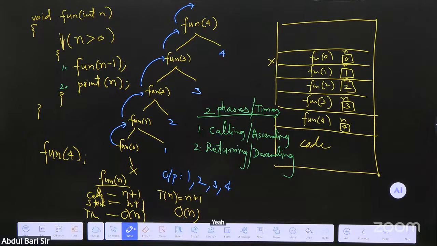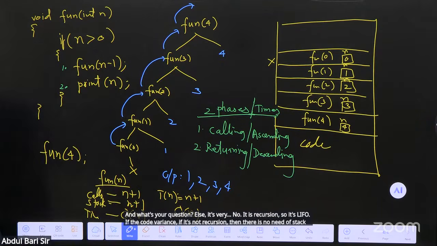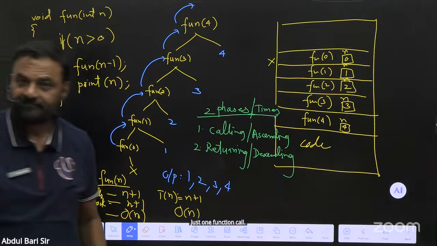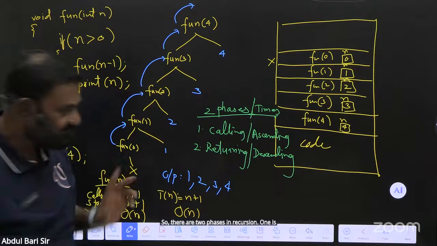Yeah, Meenakshi, it's a stack, so it is following LIFO. And what's your question? No, it is recursion, so it's LIFO. If it's not recursion, then there is no need of a stack, just one function call. So there are two phases in recursion. One is calling phase and one is returning phase.